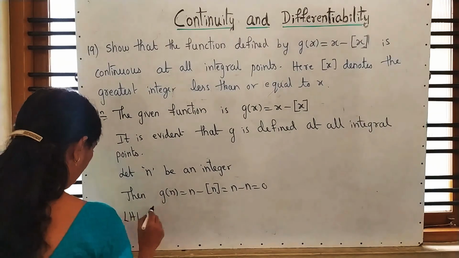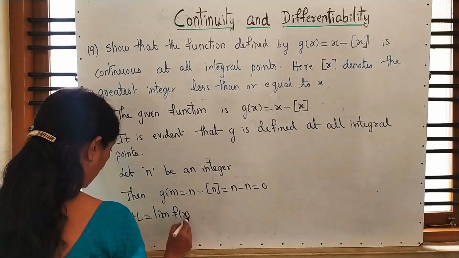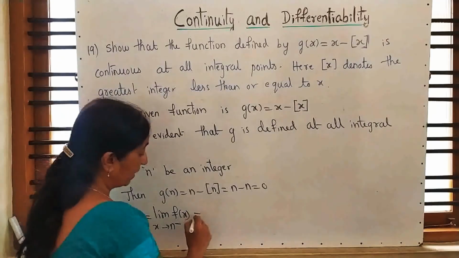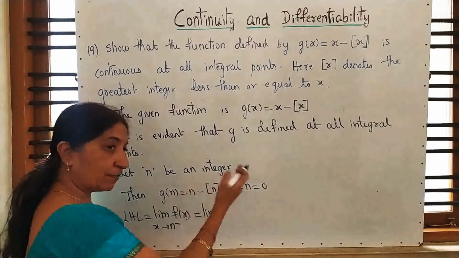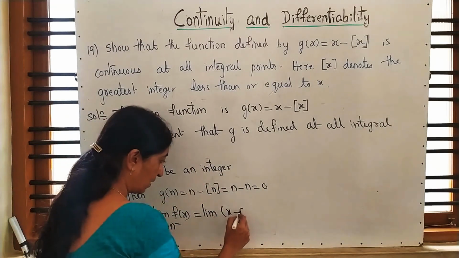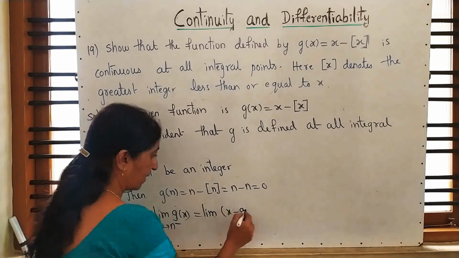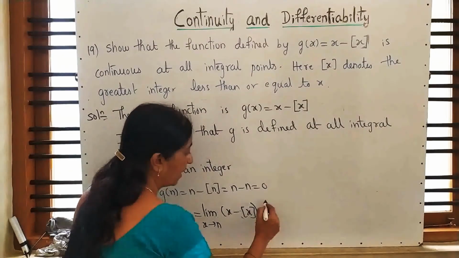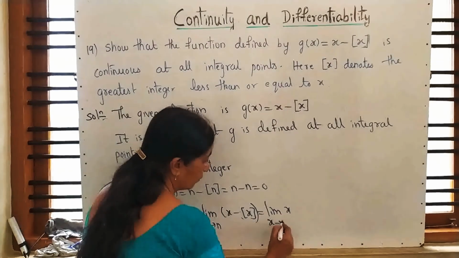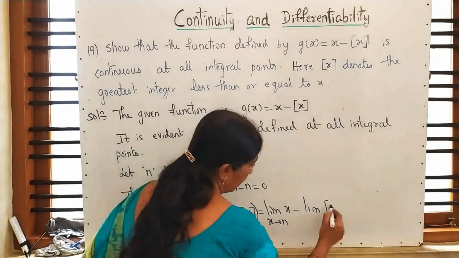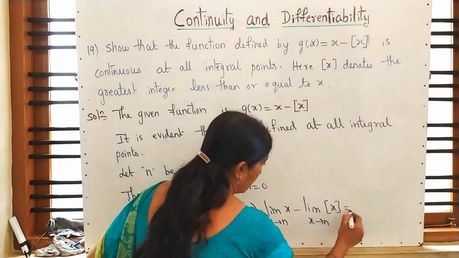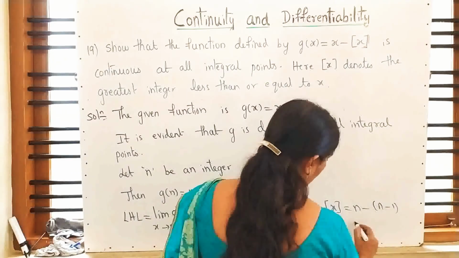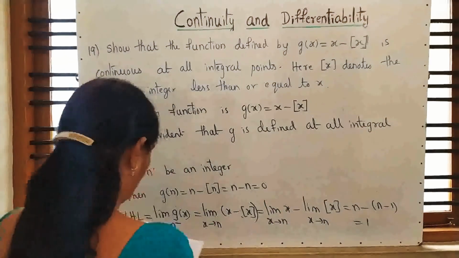LHL at x is equal to n. Limit of f of x as x tends to n minus. We are selecting n to be an integer and we are moving to the left side. Left side means it becomes one less. It is x minus the greatest integer function of x as x tends to n. So you can write it as limit of x as x tends to n minus limit of the greatest integer function as x tends to n. Here it is n, but in the greatest integer function it becomes n minus 1. After calculation the answer will be 1.